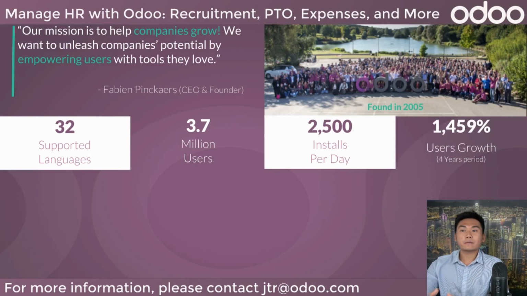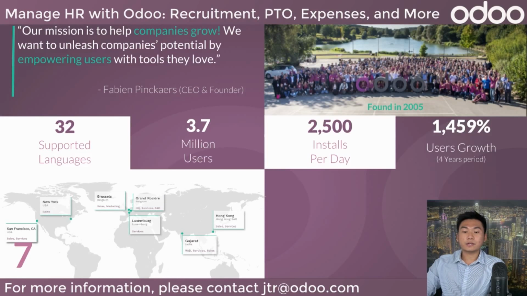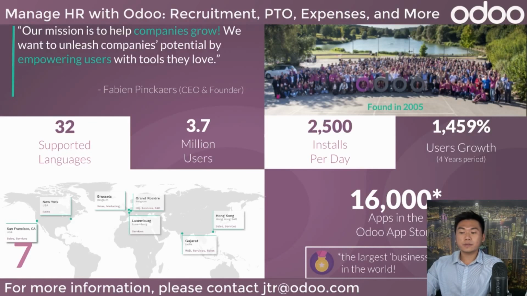Talking about user growth, we are currently experiencing 1,400% within just a 4-year period. Right now we have 7 offices located worldwide: 2 offices in the US, one in Brussels, Belgium, which is our headquarters, one in India where we do R&D and sales and services, and finally one in Hong Kong where we take care of the entire Asia Pacific region. We consider ourselves one of the largest business application stores in the world, consisting of 16,000 applications that have been developed by our partners.